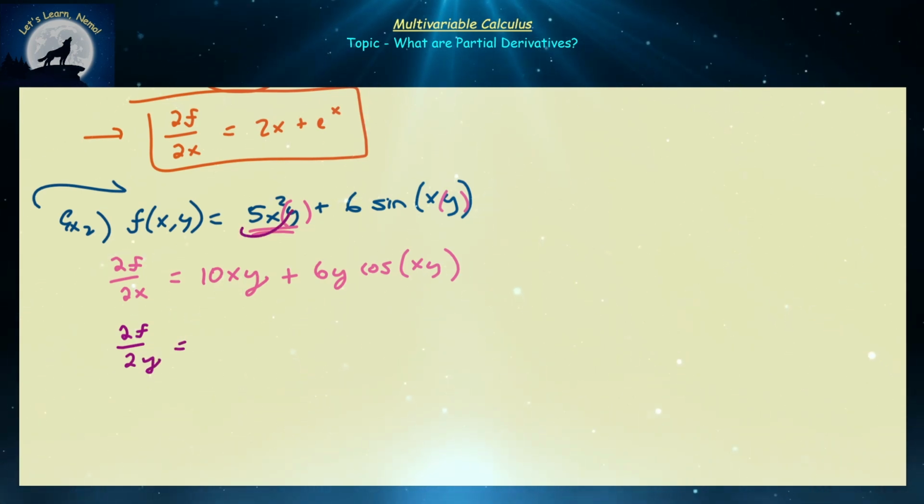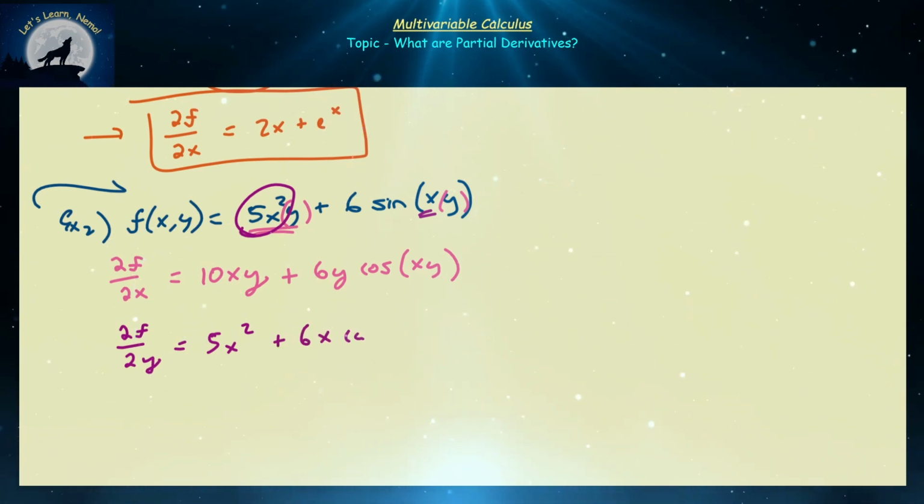If x is constant, that means 5x squared is a constant with respect to y, and the derivative of a linear function in y is just that slope. So that's just going to be equal to 5x squared. And here, x is going to be the constant, so y is going to stay inside, x is going to come out, and we're just going to be left with 6x times the cosine of xy.